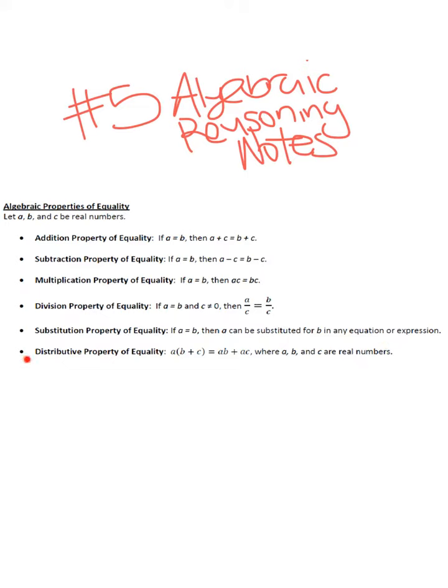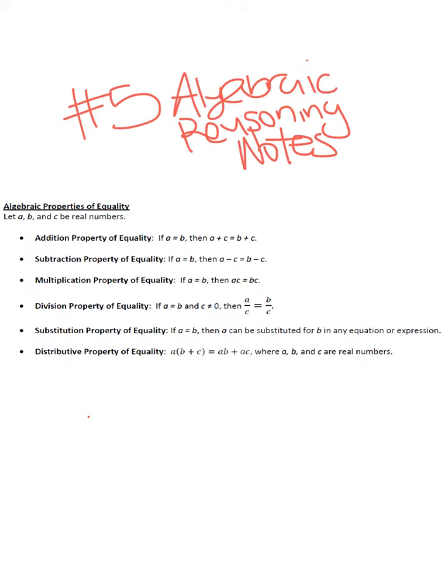And lastly, we have the distributive property of equality, meaning that if you have A times (B plus C), if you distribute, if we multiply it out, it would be A times B plus A times C, where A, B, and C are real numbers. So don't freak out about all these words. Really, you guys, these are things you actually technically already do.